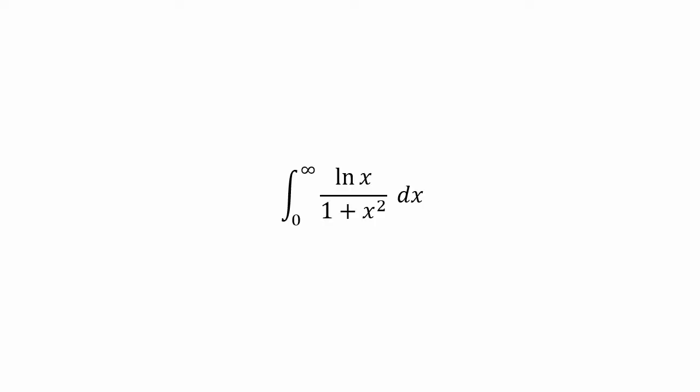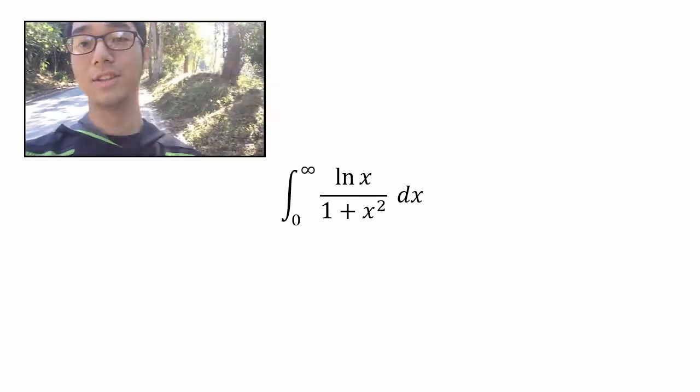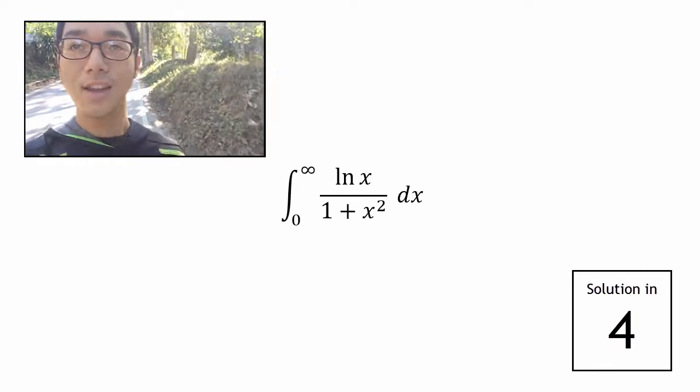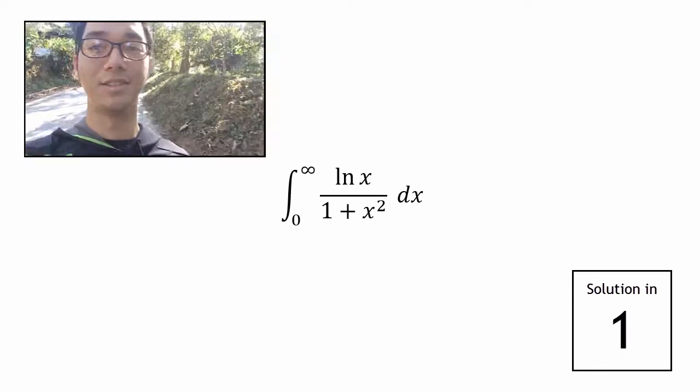I want you to integrate natural log of x divided by 1 plus x squared from 0 to infinity. And there's a very neat trick to solving this one. I'm not going to tell you what it is just yet. I'll give you a bit of time and I will see you back in the usual place.